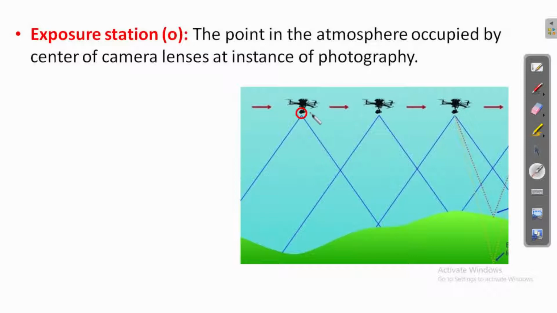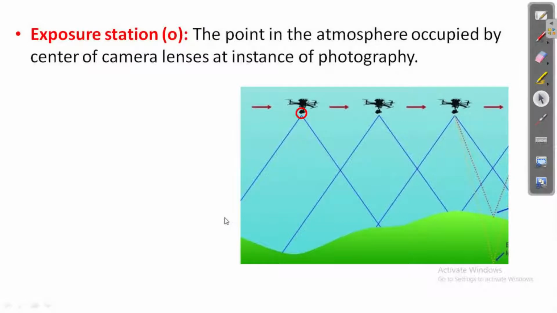Every photograph has one exposure station. In this diagram, the camera exposed 3 times. These are the first, second and third to capture the photographs. So, these 3 different locations in the air are called exposure stations. Means in a single flight line, if the camera exposed 10 times, the exposure stations are 10; for 20 exposures, the exposure stations are 20. It depends on how many times the camera exposed for capturing the aerial photographs. Exposure station is represented by the English letter O.